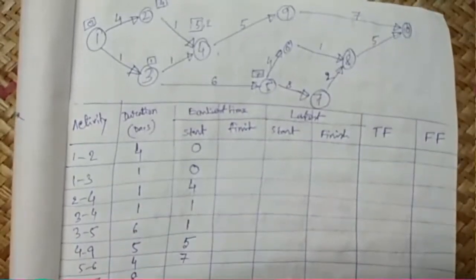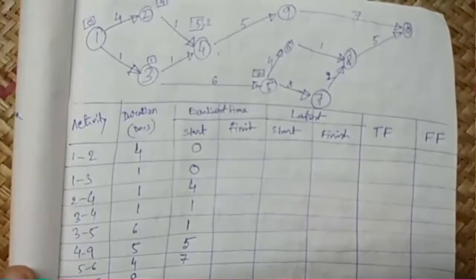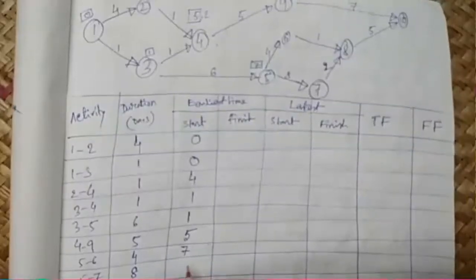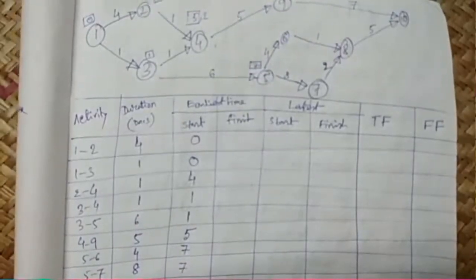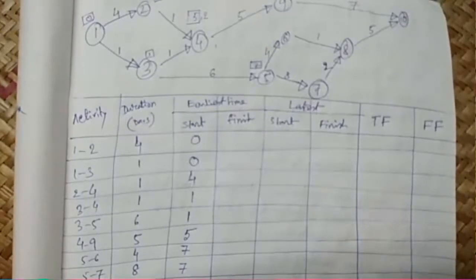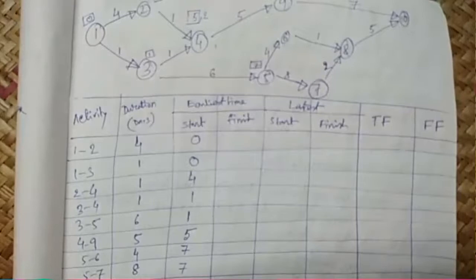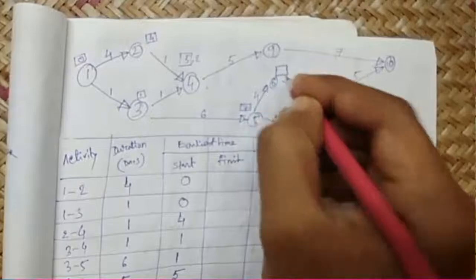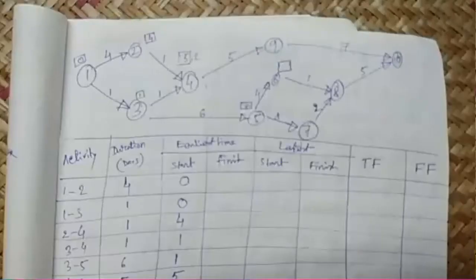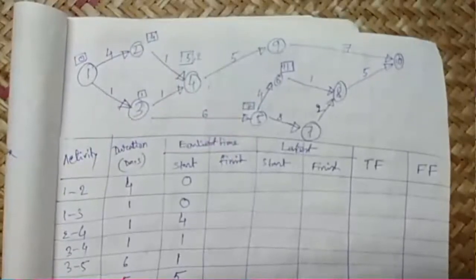Then we'll talk about 5 7. 5 7 has the same start, it requires 7 days. Now if we talk about activity 6 8, what will be the earliest start? Please tell me. 11, sir. 11, very good. So 6 8 has early start 11.